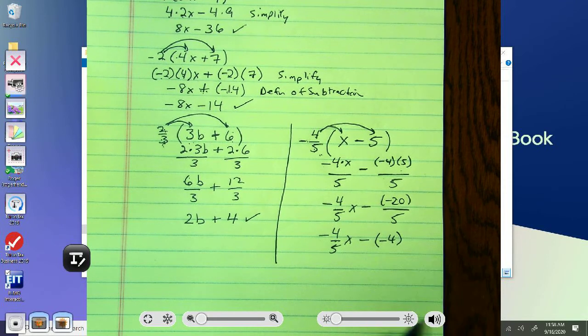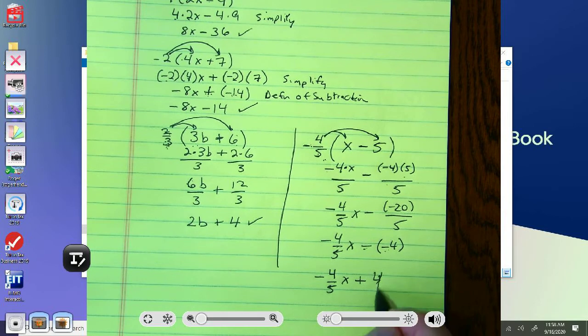And we have one more step. Subtraction is adding the opposite. We know when we subtract a negative number, that becomes plus. So minus negative 4 is plus 4. And you've got it.